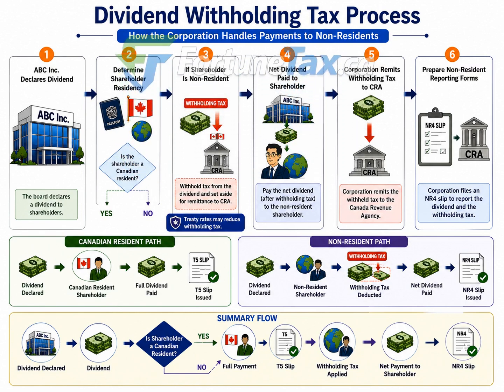Canadian residents receive the full dividend and a T5 slip. Non-residents generally receive a reduced payment because withholding tax is deducted first, and the corporation reports the transaction using an NR4 slip. Identifying the shareholder's residency before processing the payment is therefore one of the most important steps in ensuring the corporation complies with Canada's international tax reporting rules.